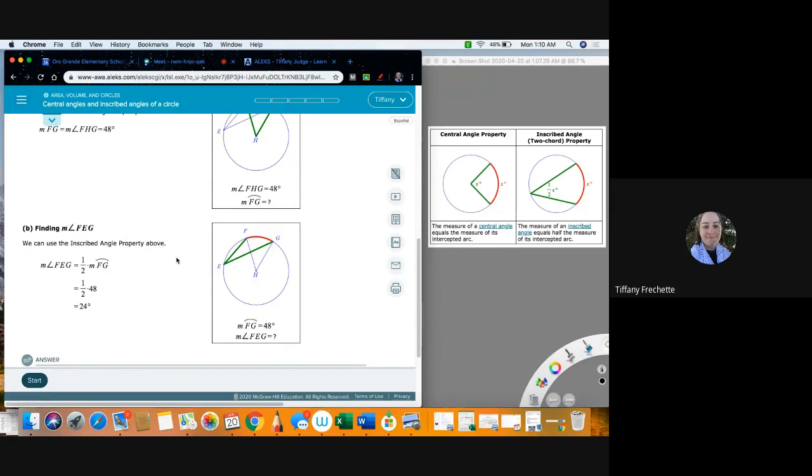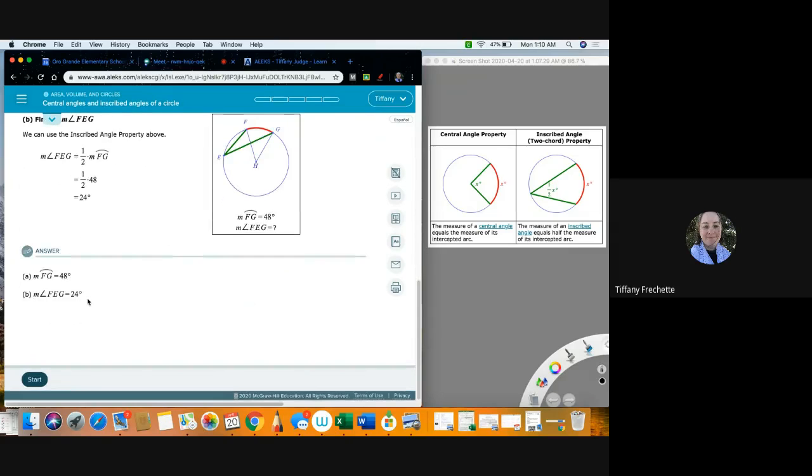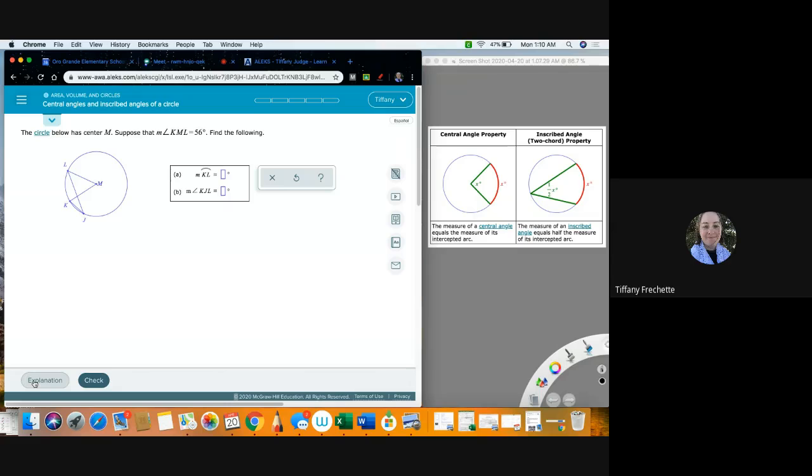Then they ask us to find angle FEG. And they color coded it out here for us. We already know the arc because we just found that out. It's 48 degrees. This is an inscribed angle. So we're going to divide by 2, and that'll tell us the angle. So it's 24. So we just have to decide which one we're using, and that's pretty much all we're going to do on this one. All right, so let's go ahead and take a look at this one.